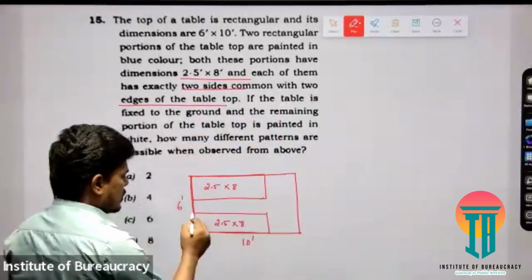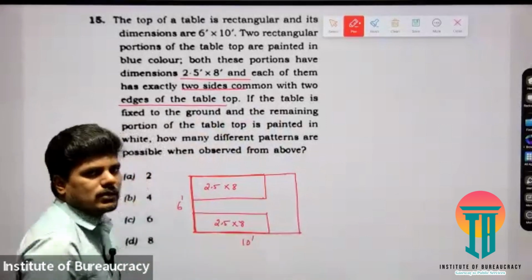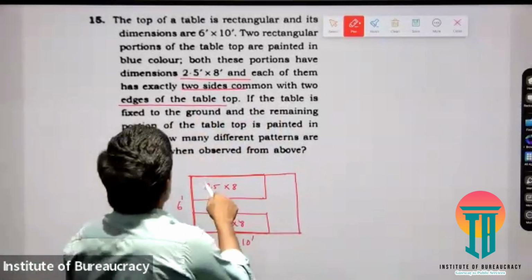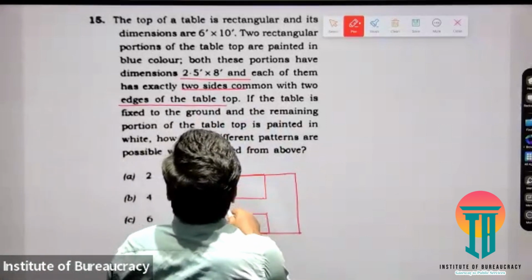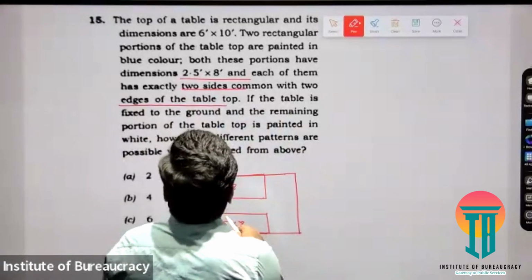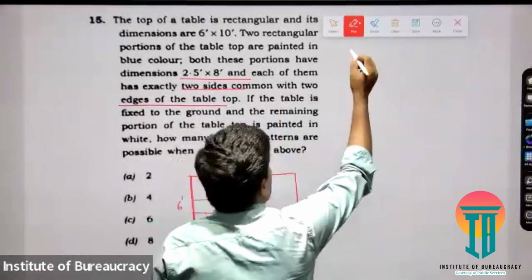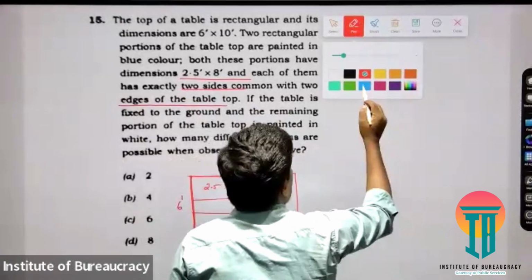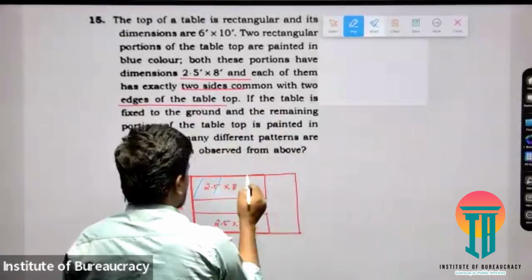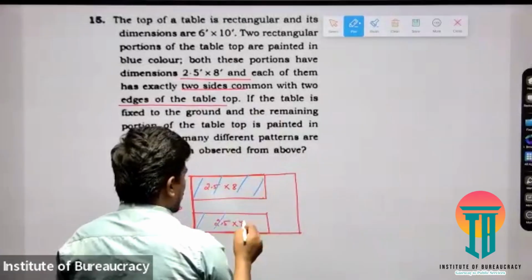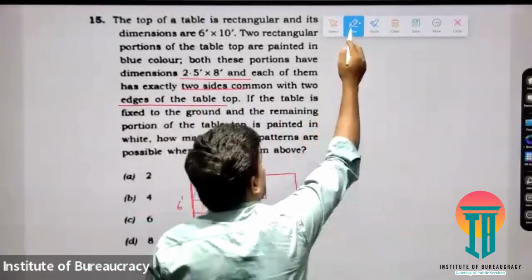So this is like this. Here also two sides are common. So that's what we are given. So this one is colored with blue. The other one is white. So that means this is going to be colored with the blue. This is blue color. This is one arrangement.